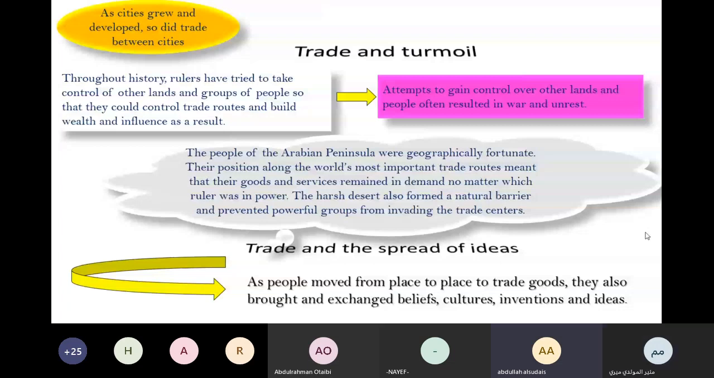The harsh desert also formed a natural barrier and prevented powerful groups from invading trade central. Okay, thank you so much.